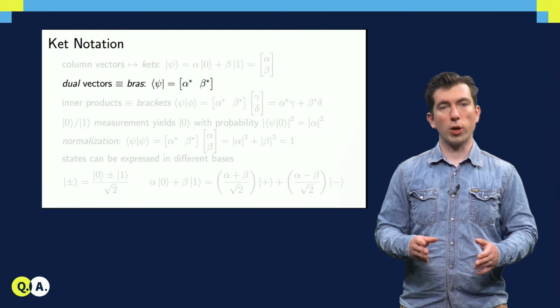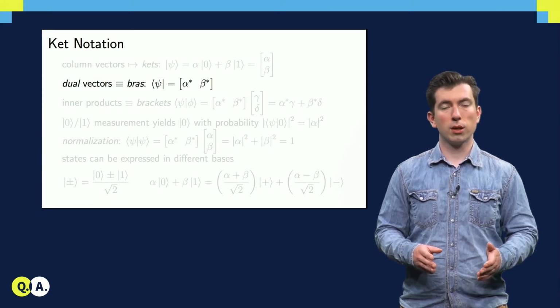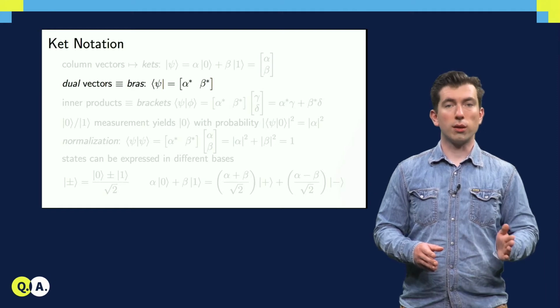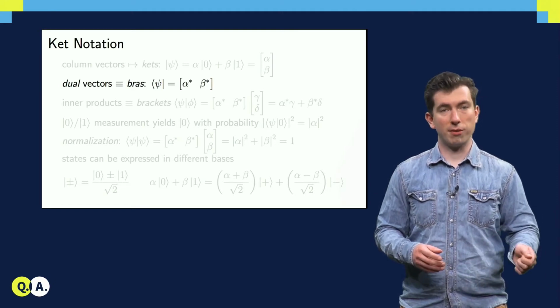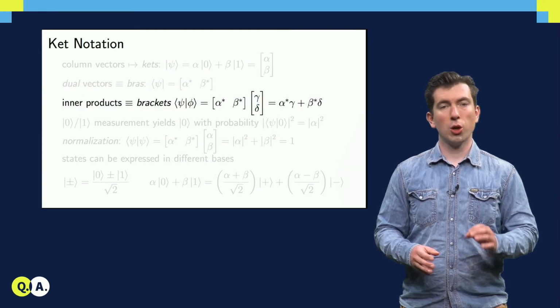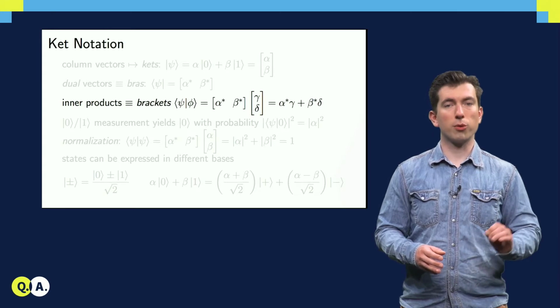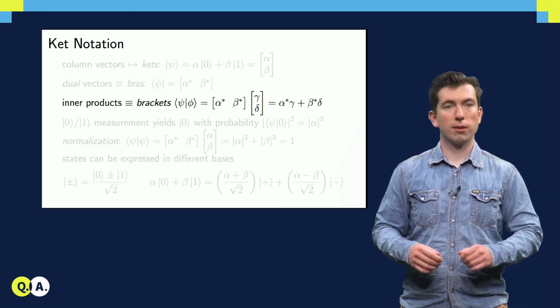In a departure from regular linear algebra, there's a well-defined dual vector for each quantum state, called a bra, which we can obtain by taking the complex conjugate and the transpose of the Ket vector. This is important for calculating inner products, which we always do by multiplying the bra for one state by the ket of the other, forming a bracket.